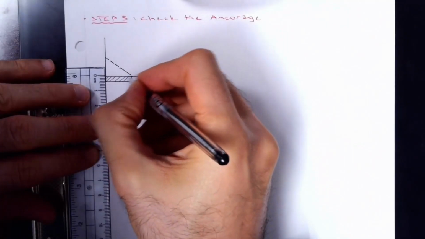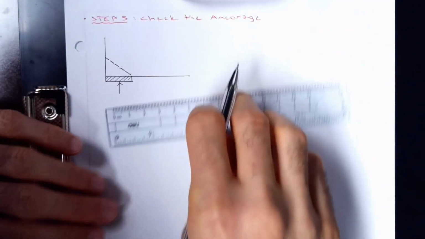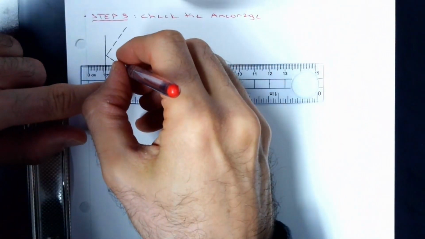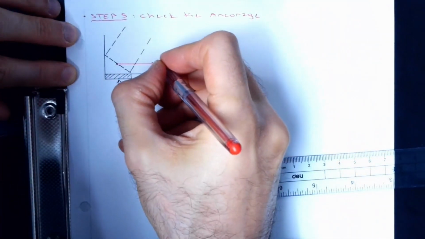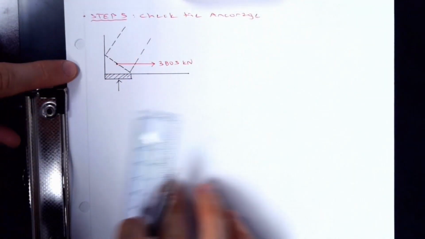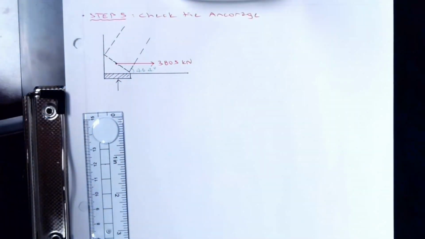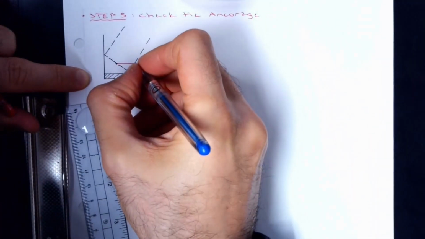Let's just do a little sketch. Something like that. There is a force. Centroid is here. This is 3805 kilonewton from this point. Angle 46.4 degree. So I'm going to be checking development starting from this edge.